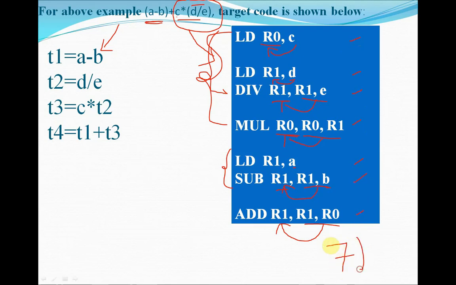Minimal cost is the optimal target code generation for the given expression using dynamic programming. So we observed different possibilities of writing target code, and we selected the best one, the optimized method.